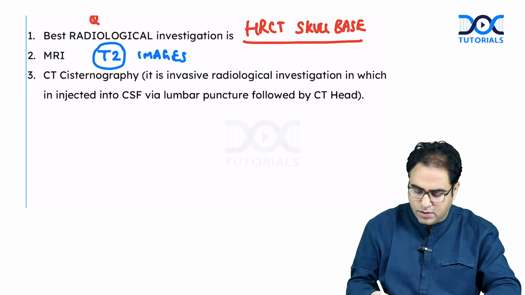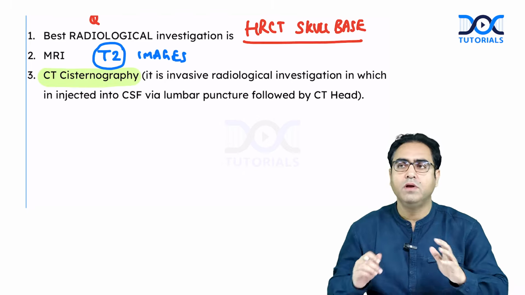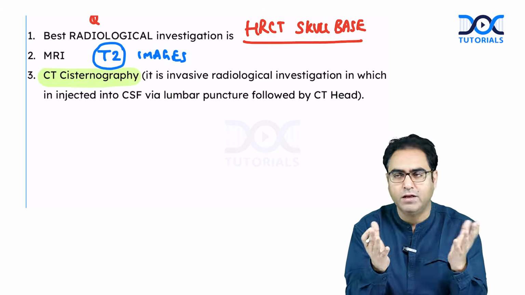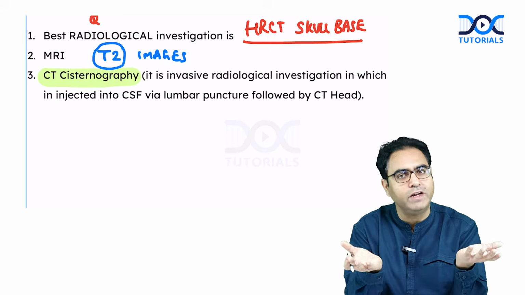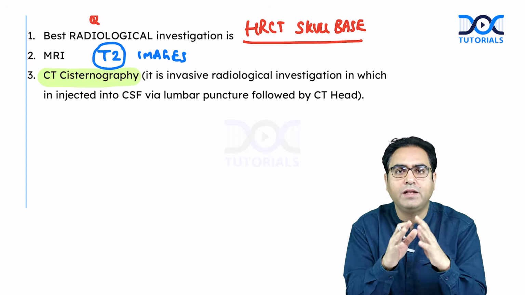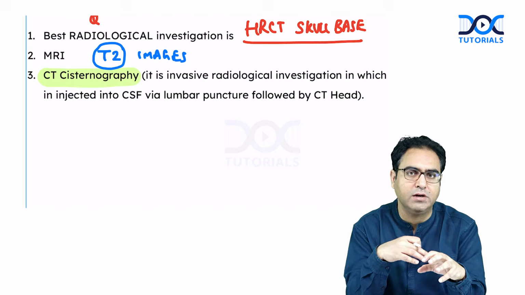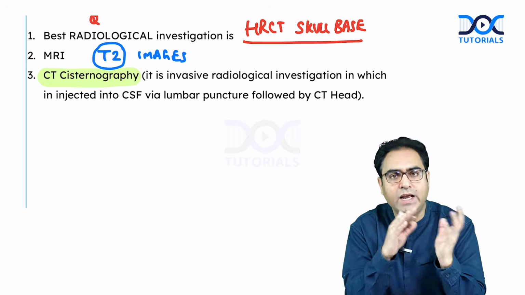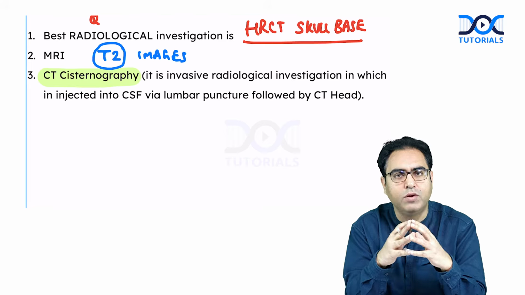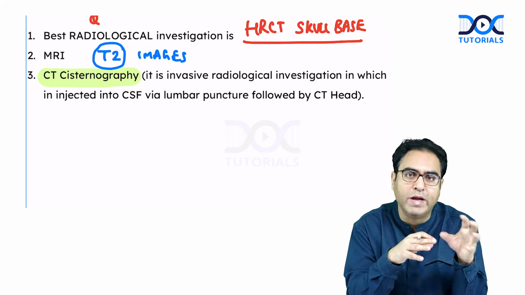And number 3 is CT cisternography. My dear friends, you are planning to do CT of the head to find the site of leak, but CSF you can't see on the CT scan. But if you do lumbar puncture first and you inject the radio contrast dye into the CSF via lumbar puncture, followed by the CT head, you will be able to easily find the site of CSF leak, because now the CSF leak is having the contrast also in it.